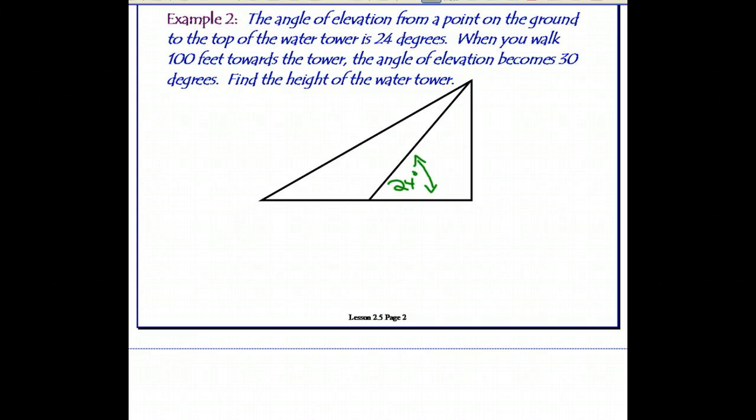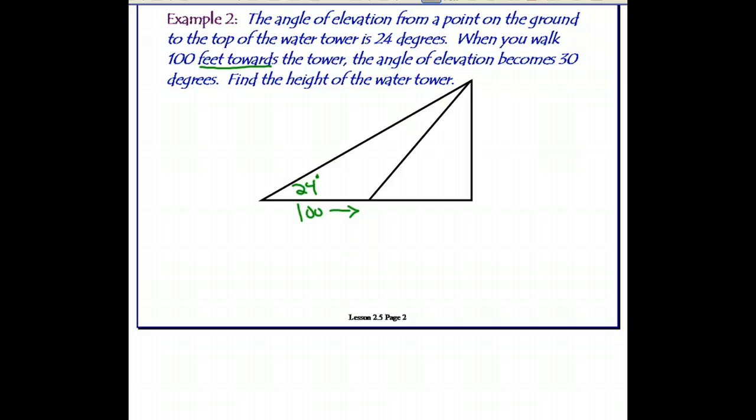All right, when you walk, oops, my bad. That was not the one they were talking about, was it? They were talking about this angle. And how do we know that? Because I should have kept reading. When you walk towards the tower. So now I'm going to walk 100 feet closer to the tower. Makes sense, the angle gets steeper. Now it's 30 degrees. Find the height of the tower.